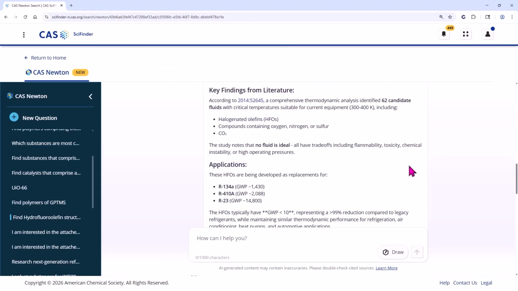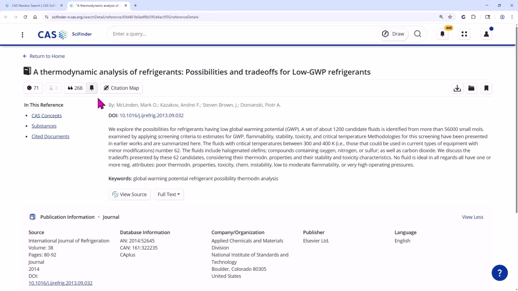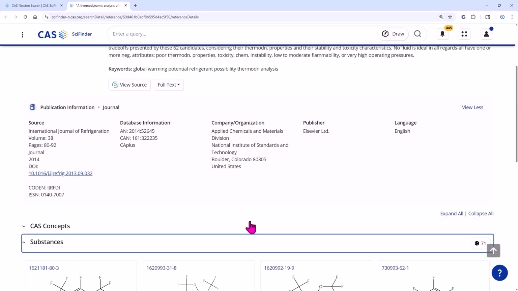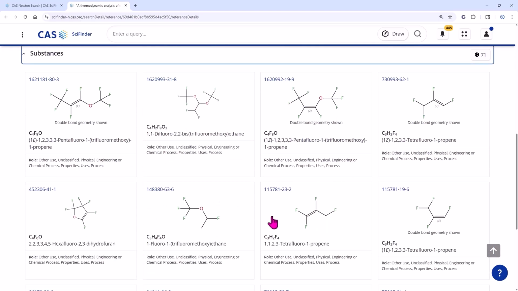Now, it of course provides some key findings from the literature. For example, it took notes that there's one particular document here which seems to be doing a comparison of 62 candidate fluids. We take a look at this. And we can see that indeed this is an article published in Elsevier, which seems to be doing an analysis of different refrigerants for low GWP purposes. And as we would expect, this is indexed with CAS registry numbers, including many of our hydrofluoroolefins, as well as some of the more traditional HFCs.